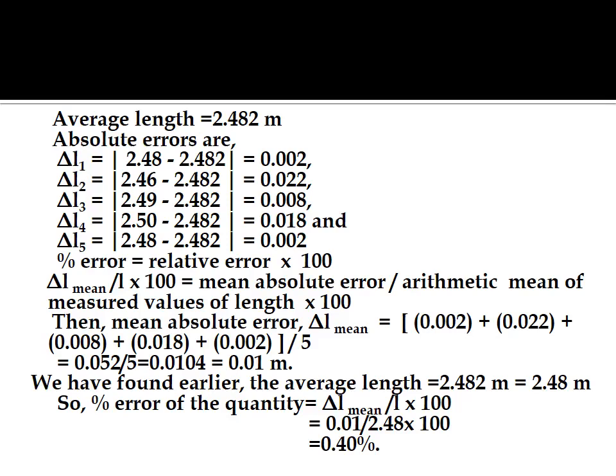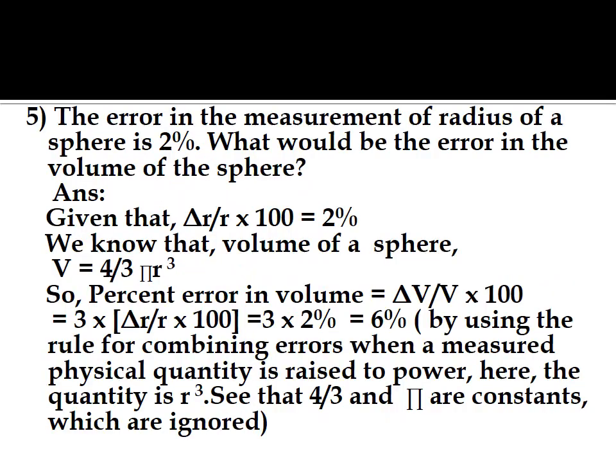So mean absolute error is equal to 0.01 meter. Then percentage error of the quantity is equal to delta L mean divided by L into 100, is equal to 0.01 divided by 2.48 multiplied by 100, is equal to 0.40%. So percentage error of the quantity is equal to 0.40%. Fifth question is, the error in the measurement of radius of a sphere is 2%.